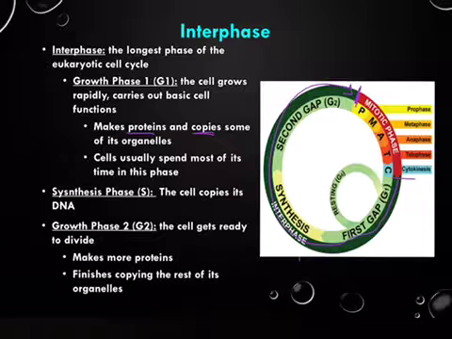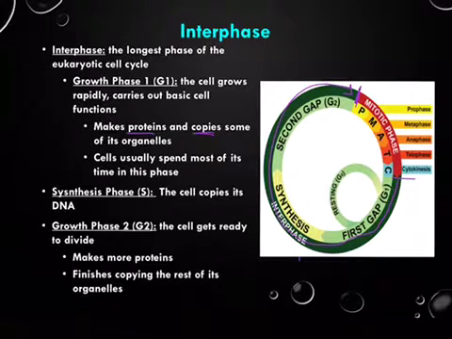The synthesis or S phase is where the cell copies its DNA. And then lastly, we have the growth phase 2 or second gap. And this is the last minute preparation for cell division. Again, we're making some more proteins, and then we're finishing copying all of the organelles.